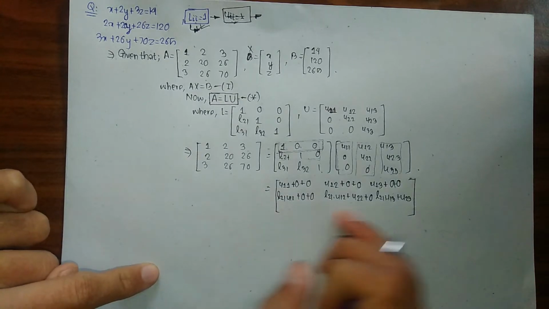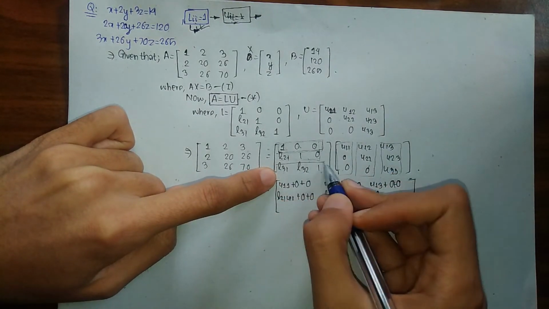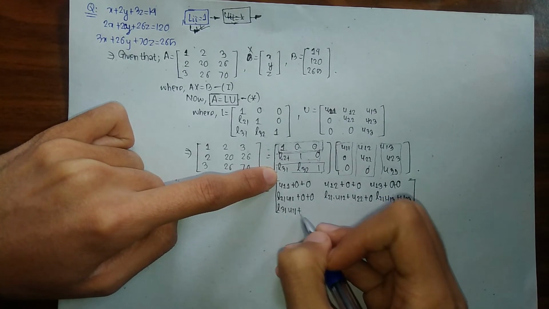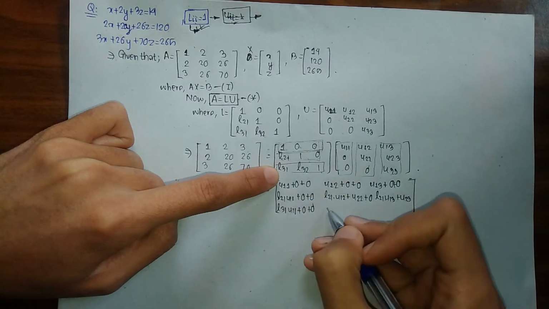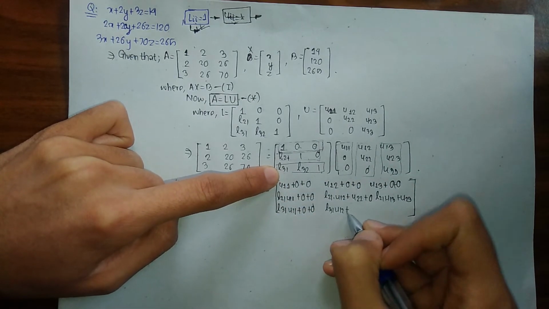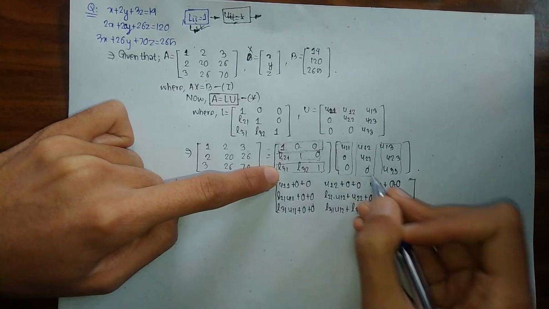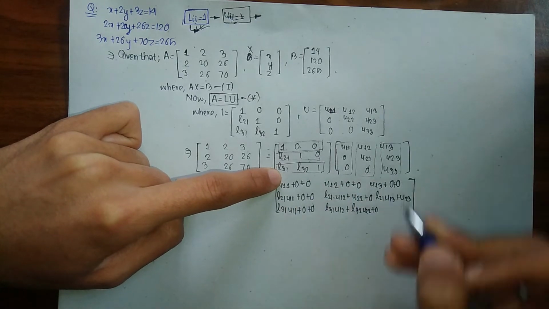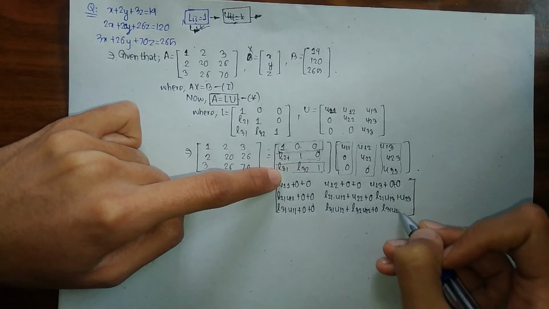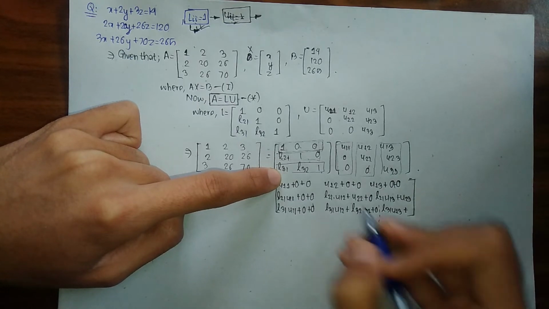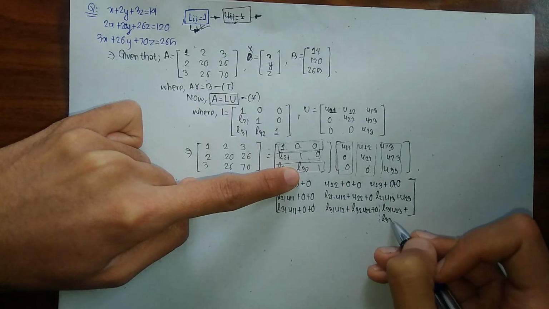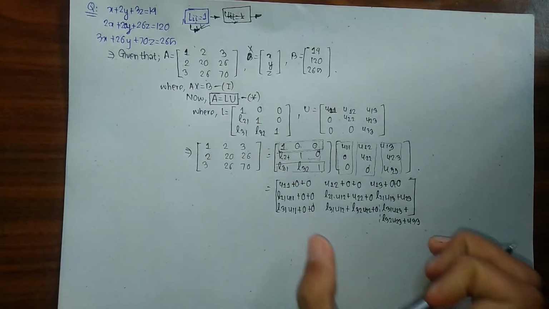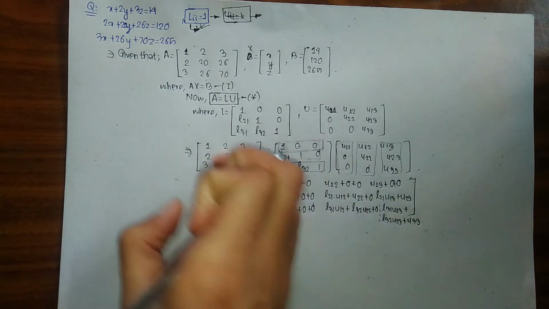So now for our last row, third row, first column: L31 U11, plus L32 times 0 is 0, plus 1 times 0 is 0. Then L31 times U12 plus L32 times U22, plus 1 times 0 is 0. And this is going to be L31 times U13, plus L32 times U23, plus 1 times U33. So this is our matrix multiplication, and we need to equate the corresponding elements.